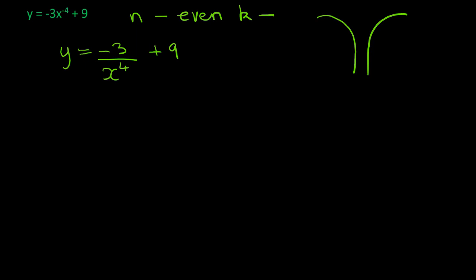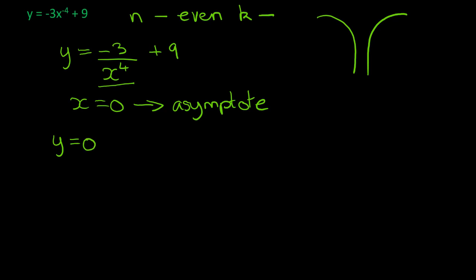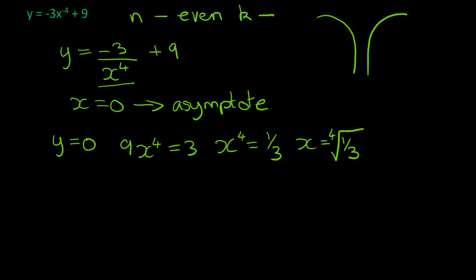Okay, so we're going to try and identify if it's going to cross the x and y axis. If it's going to cross the y axis, we set in x equal to 0. But what you can see is if we put x in as 0 in here, then this term here is going to become infinity. So that's telling us that there is an asymptote here. Now, if y equals 0, then that's going to lead us to 9x to the power of 4 equals 3, x to the power of 4 equals a third, and so x would be the 4th root of a third. There would be plus or minus versions of that, so that tells us where it's going to cross the x-axis.